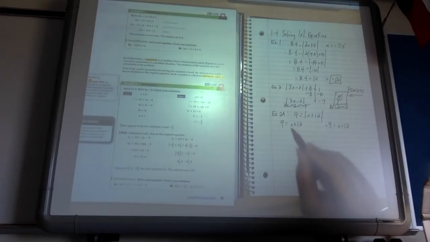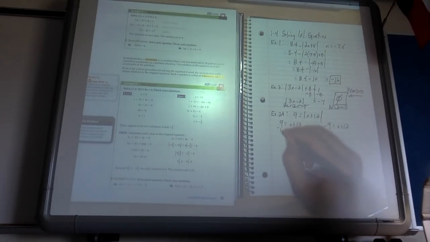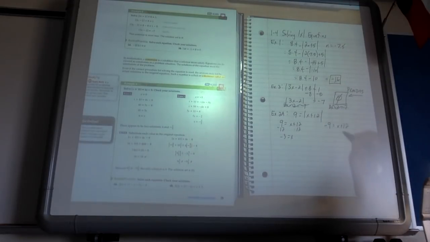Now, very simply, the math here isn't hard. The x's are on the right. That's not a big deal. We got to be able to work with that. So I need to get rid of this positive 12, so I subtract 12 on both sides, and I get x equals negative 3. I'm going to do the same thing over here, minus 12, minus 12. I get x equals negative 21. These are my two answers.